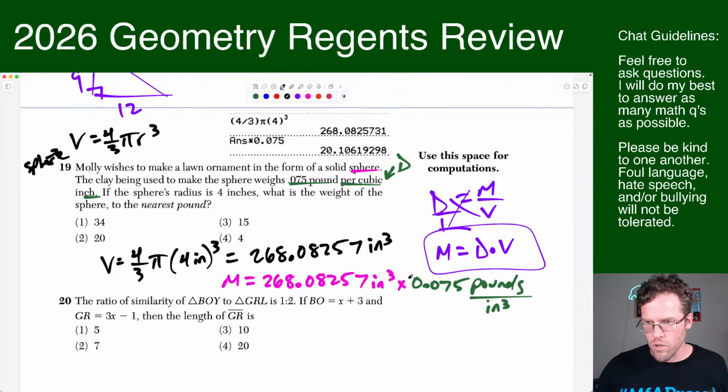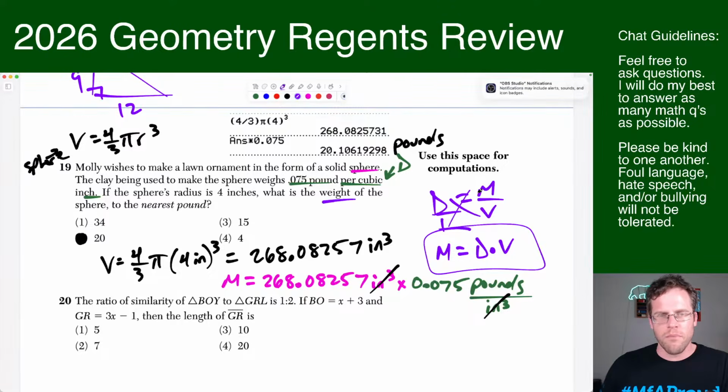Think back to Algebra 1. These units here cancel out, and they give you just pounds. So that's why our answer here is the units that we need, like your mass in kilograms. But in physics, it's also due to gravity. On Earth, gravity is 9.81 meters per second squared.